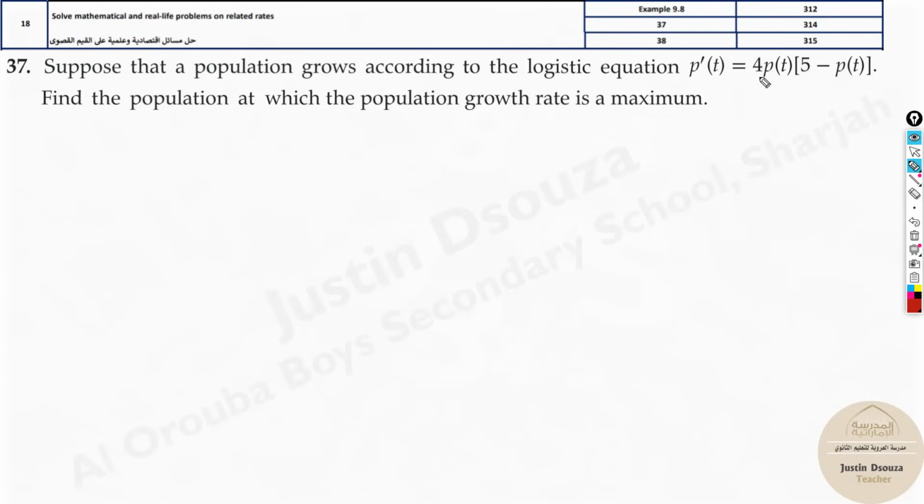Here the logistic equation is given. P prime of t equals 4p times 5 minus p. So we need to find the population when the population growth rate is maximum. So we need to find the critical number. So let's write it as f of p equals 4p times 5 minus p. And now first let's simplify this. Multiply this 4 inside, it will be 20 times p minus 4p power 2. This is f of p.